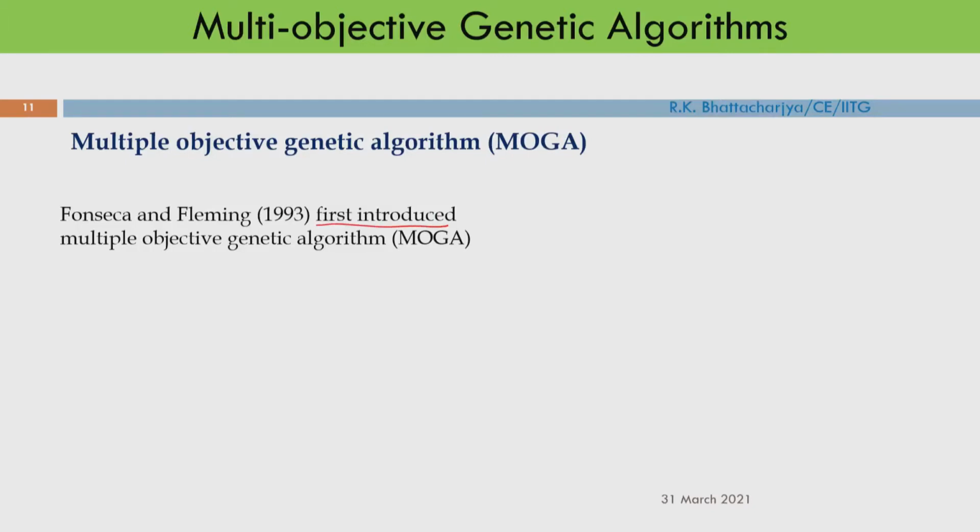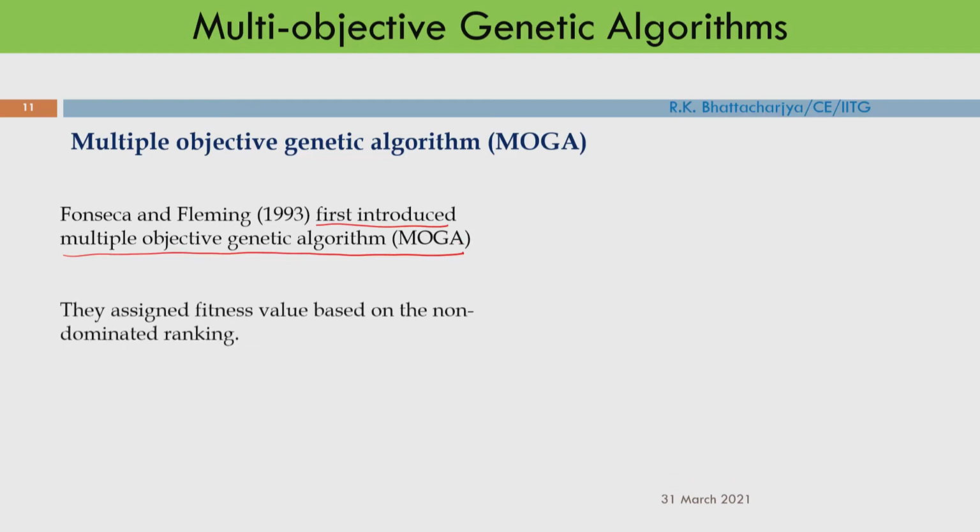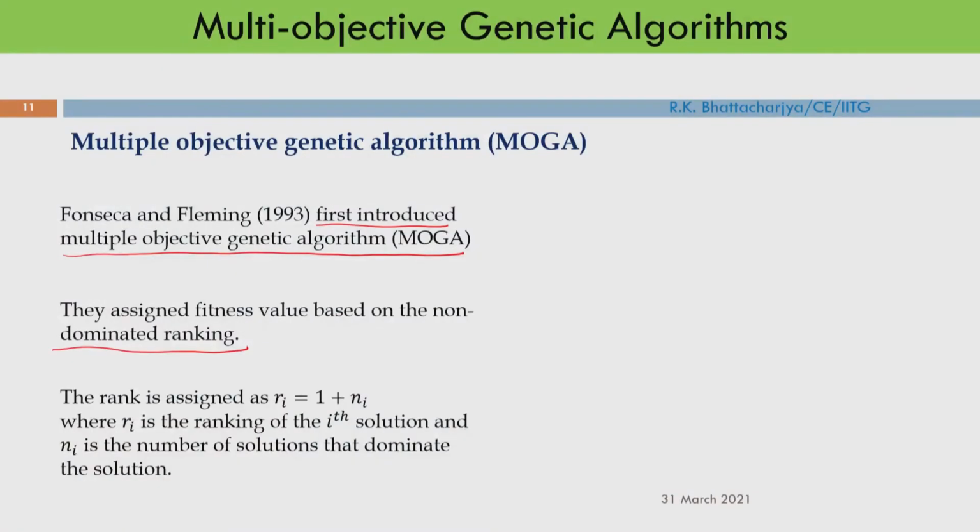So, let us discuss the multi-objective genetic algorithm MOGA. Fonseca and Fleming in 1993 first introduced the multi-objective genetic algorithm. They assign fitness value based on the non-dominated ranking. So, what they have done is use a ranking value, that means they assign a ranking value based on the non-dominated concept. How have they assigned the ranking? The rank is assigned as Ri, which is equal to 1 plus Ni, where Ri is the ranking of the ith solution and Ni is the number of solutions that dominate the solution.